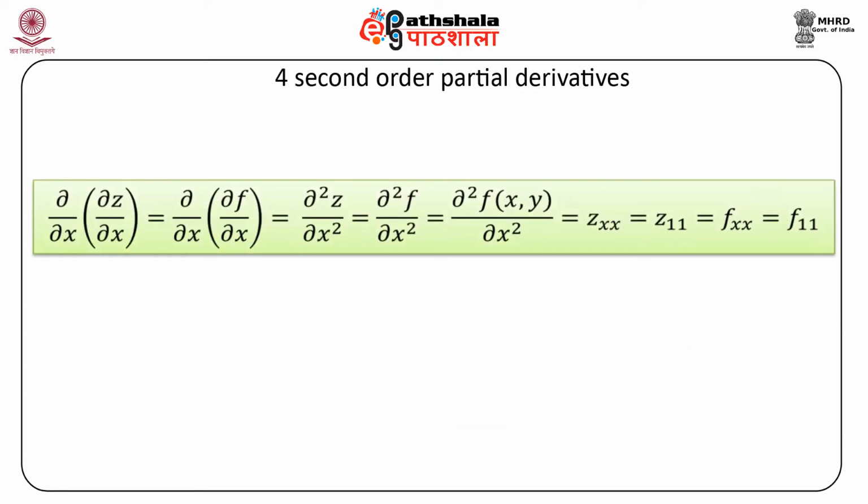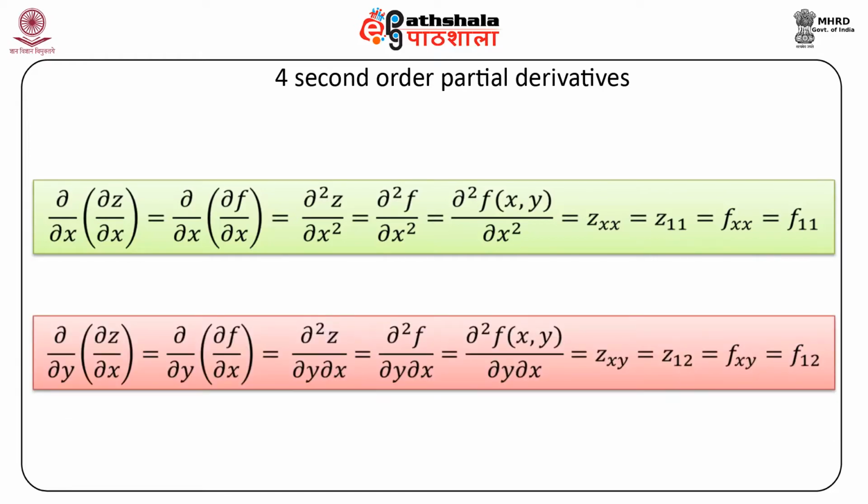Equivalent notations frequently used are given as delta by delta x of delta z by delta x is equal to delta by delta x of delta f by delta x is equal to delta square z by delta x square, which is further equal to delta square f upon delta x square, which is equal to delta square f of x comma y upon delta x square, is equal to z x x. It is also equal to z 1 1, equal to f x x, equal to f 1 1.